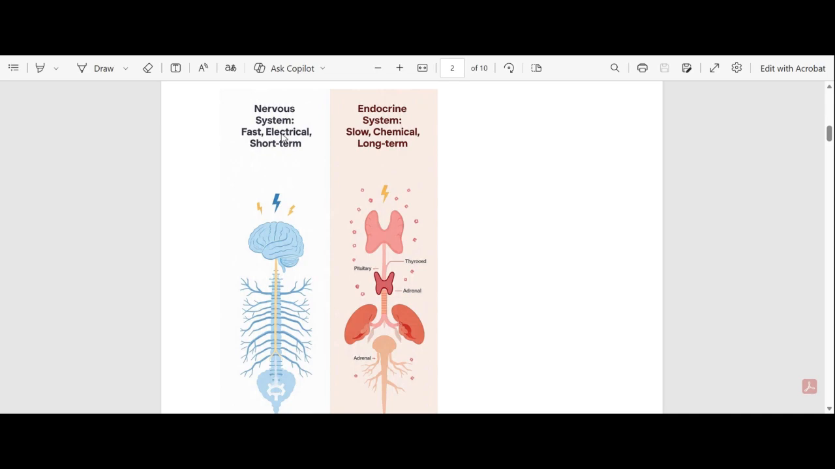When it comes to the nervous system, we are speaking of electrical impulses, right? The whole system communicates with electrical impulses. Whereas in the endocrine system, the body communicates using hormones that are secreted directly into the bloodstream. Okay, let's look at the effects. The effects of the nervous system are short term, whereas the effects of the endocrine system are long term. Okay, let's move on.